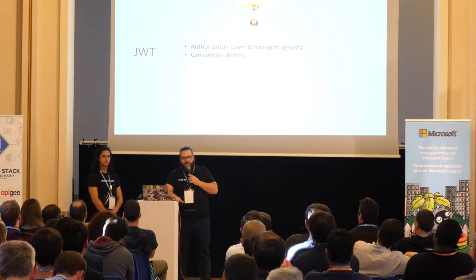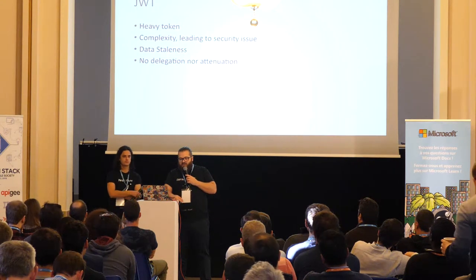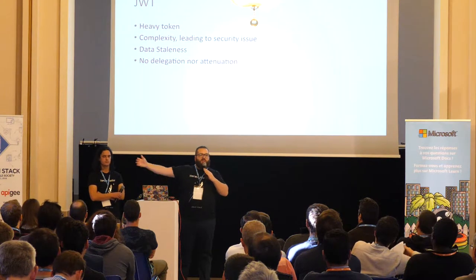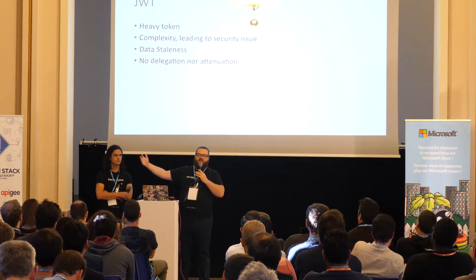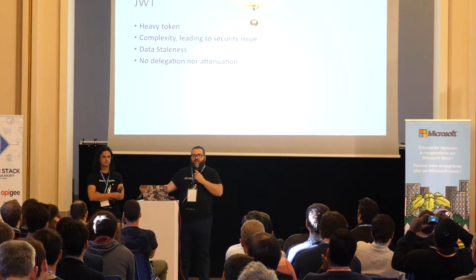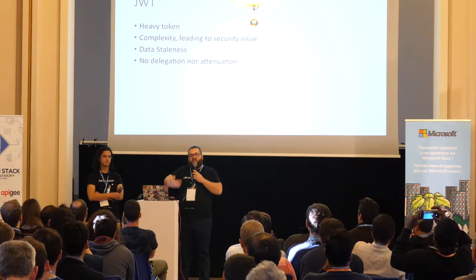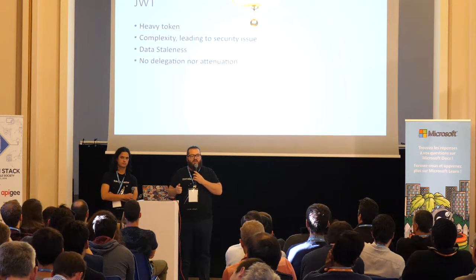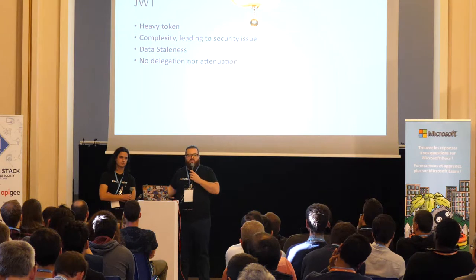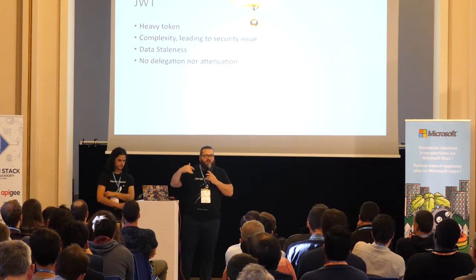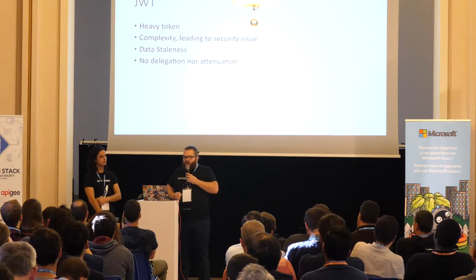Okay? The downside of JWT is, first, it's heavy. JWT tokens are very, very, very big. And it's one of the problems that they don't fit in a cookie, for example, very easily. Or if you have a lot of requests, you're just dragging heavy stuff along just to say, oh, I'm Quentin. You know, it's complicated.